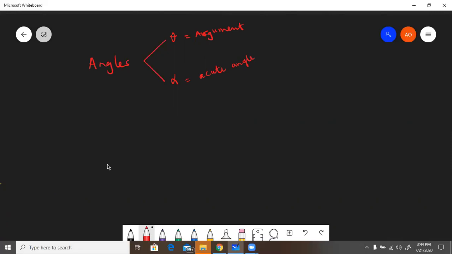For example, if you want to determine the argument when the point is in the second quadrant or the third quadrant, we need alpha. So when we get there, we're going to learn more. But angle theta is the argument, so anytime you have to find the argument of a complex number, you know that it is theta. Is that clear?